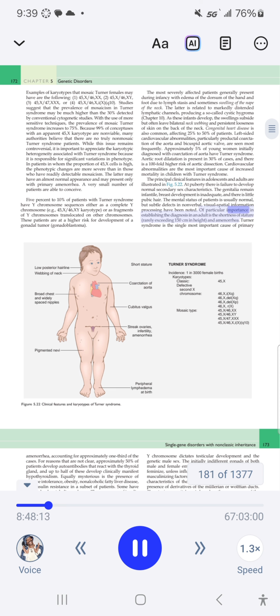Of particular importance in establishing the diagnosis in an adult is the shortness of stature, rarely exceeding 150 centimeters in height, and amenorrhea. Turner syndrome is the single most important cause of primary amenorrhea. Features include low posterior hairline, webbing of neck, broad chest, and widely spaced nipples, short stature, coarctation of aorta, cubitus valgus, streak ovaries, infertility, and amenorrhea. Turner syndrome incidence is 1 in 3,000 female births.